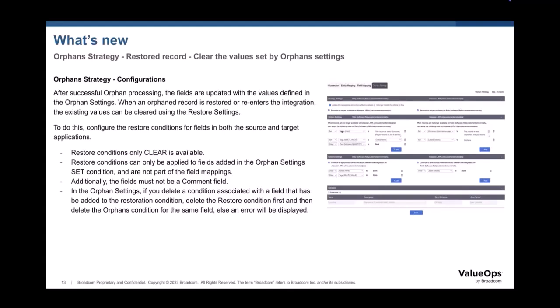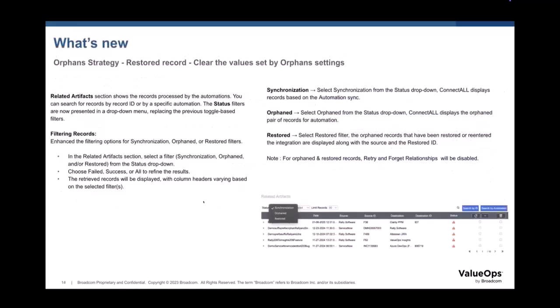So for example, in this example where I say notes, tags, and plan estimate, any of the fields that is a string, or any value that you have set here, and this field is not there in your field mapping, those fields will be filtered over here, and we'll be able to make it blank. So whatever value was set by ConnectALL, once the record gets restored, we can go ahead and clear it off. So that's what we have done as part of this.